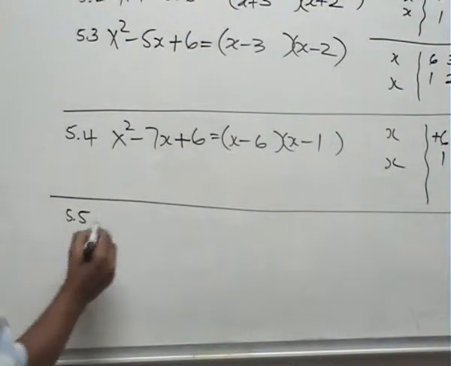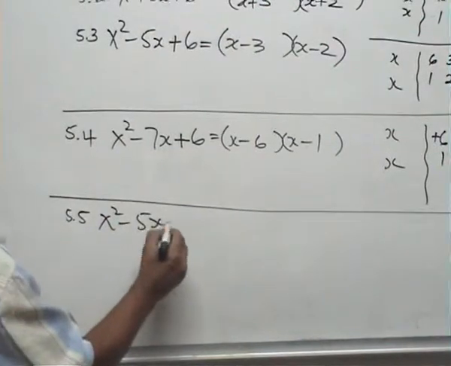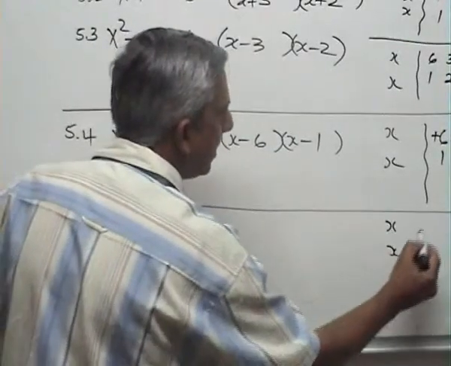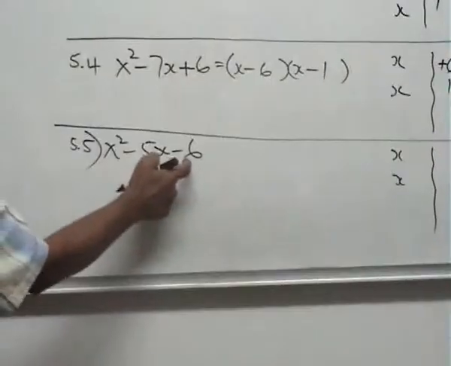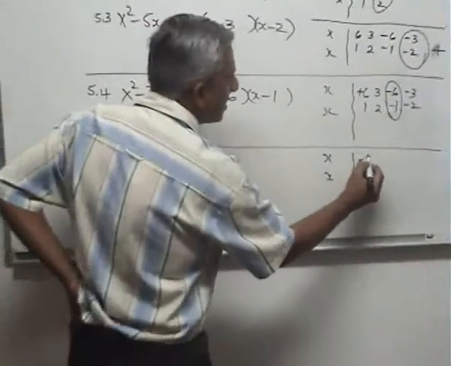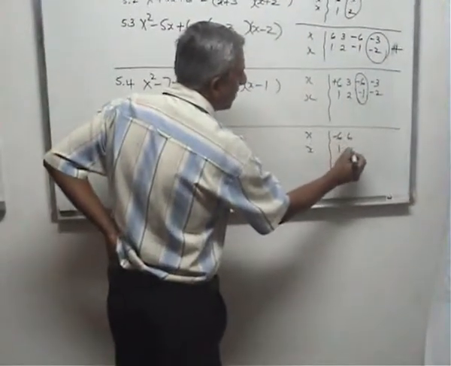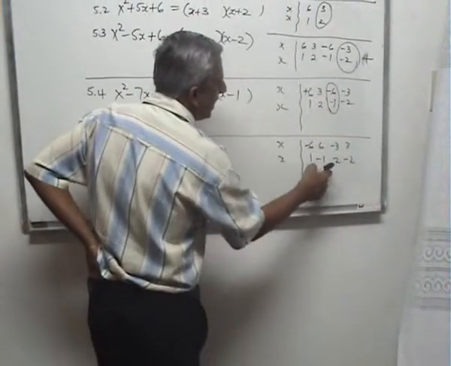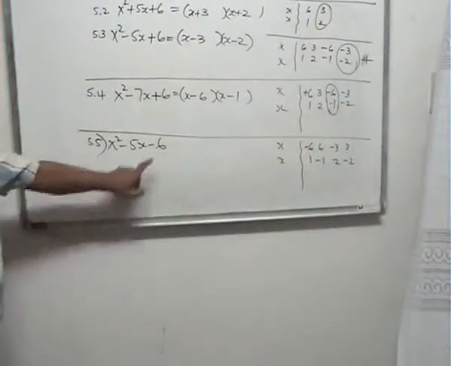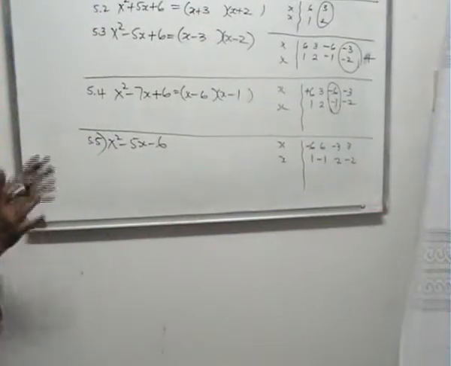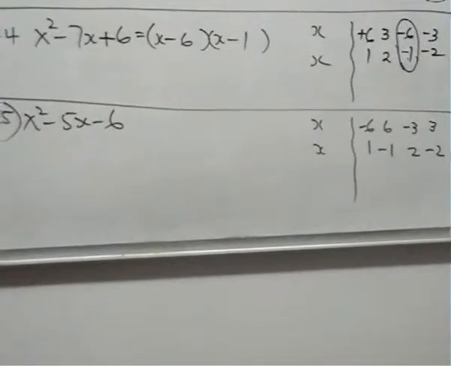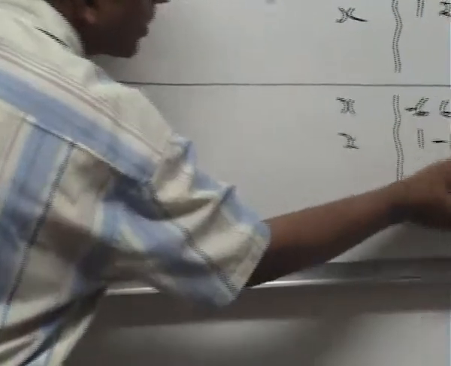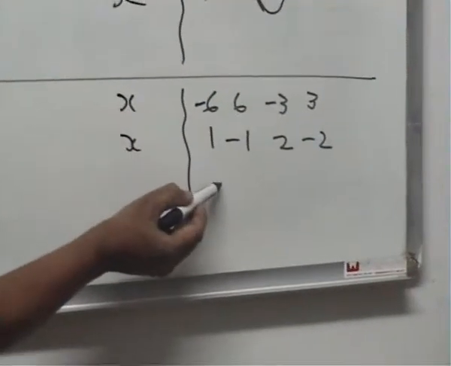5.5, x squared minus 5x minus 6. Right, so there's your x and there's your x. Now you got minus 6 here. So if you got minus 6, it means it's minus 6 and 1, or 6 and minus 1, minus 3 and 2, or 3 and minus 2. Any one of these multiplied gives me minus 6. Now, I'm looking for minus 5. Which two numbers added there will give me minus 5?